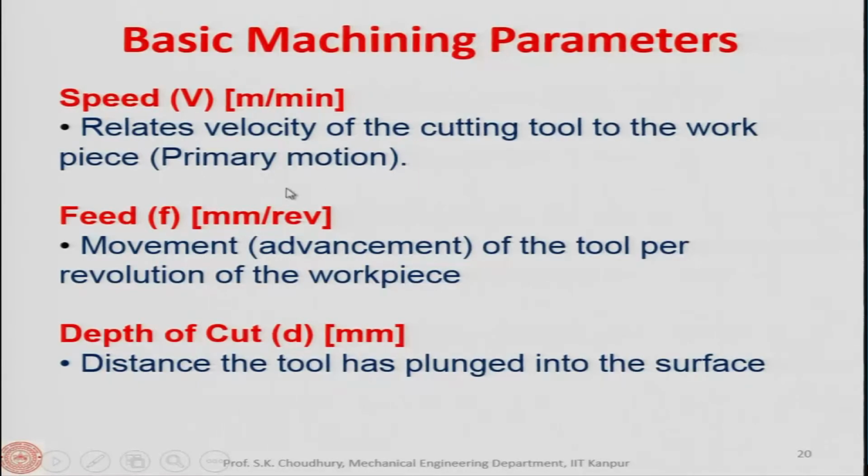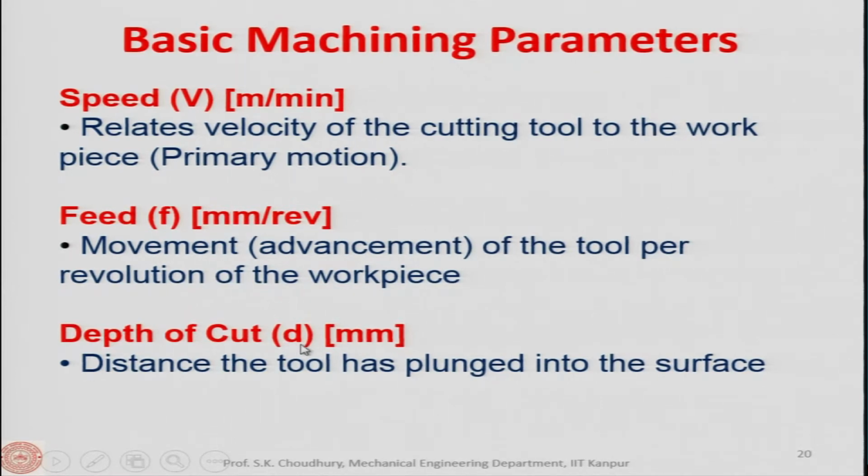In case of planing, the workpiece is given the movement, which is the primary motion, and the tool is given a feed. It is given in the unit of meter per minute, as I said. Now, the feed is the movement in millimeter of the tool in one revolution of the workpiece. It is the advancement of the tool per revolution of the workpiece, how much the tool has advanced to the workpiece material.